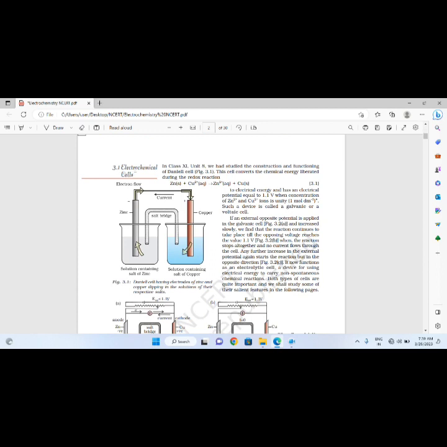Now, as you see, there are two types of electrochemical cell. One is the Daniell cell, or galvanic cell, which is also known as a reversible cell. And the second type of cell is the electrolytic cell, which is also known as the non-spontaneous and irreversible cell.